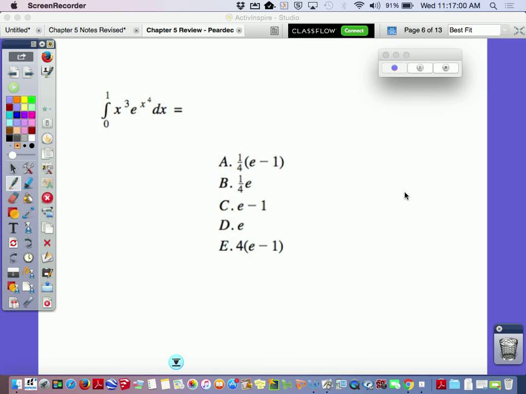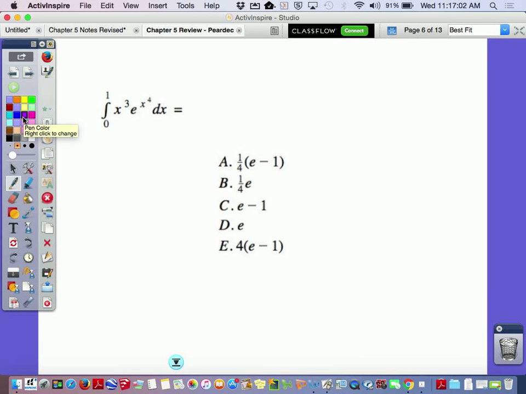This question is also a u substitution question, but now we have endpoints. So we start with identifying the composite function here as e to the x to the fourth. So we're going to make u equal to x to the fourth. Our du then becomes 4x cubed dx. Now unfortunately we are only given x cubed in dx, so we need to add a 4. I put a 4 in, I'm going to need to put a 1/4 in on the outside.